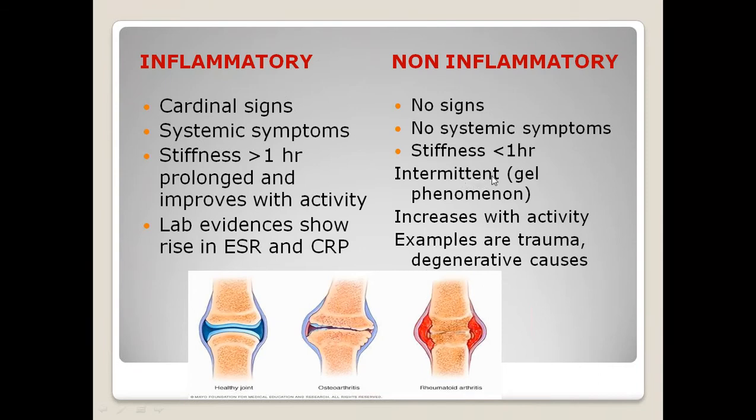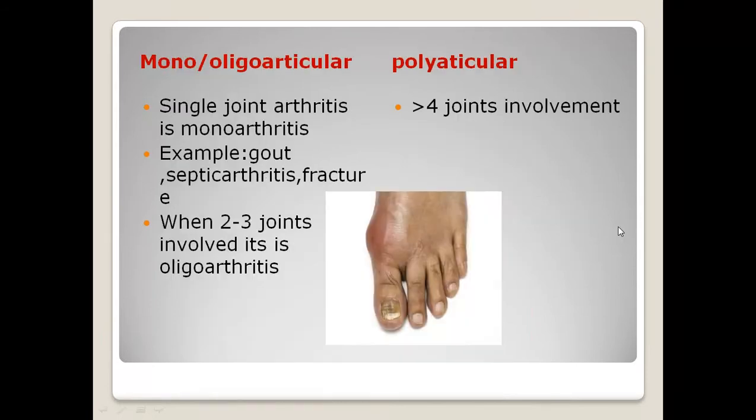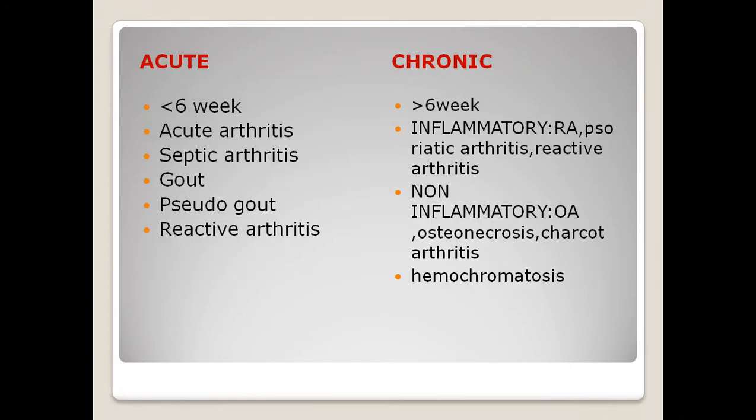Sometimes they'll be saying of stiffness, and sometimes it will not be, and it doesn't depend upon the movements, and it increases with the activity. So that's the one thing you do. The next thing is monoarticular or polyarticular. Mono is single, or oligo is 2 to 3 joints involved, whereas polyarticular is more than 4 joints. So whether it's articular, then whether it's inflammatory, then whether it's mono or polyarticular. And the last thing is whether it's an acute condition or a chronic condition.